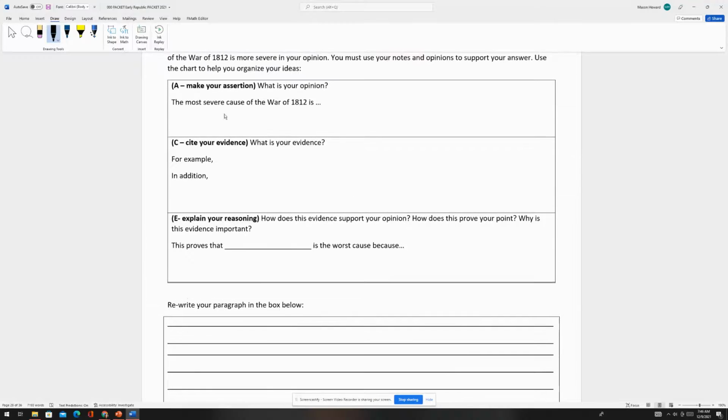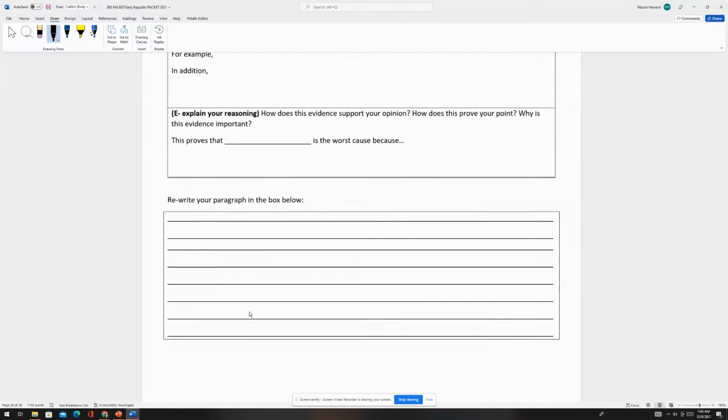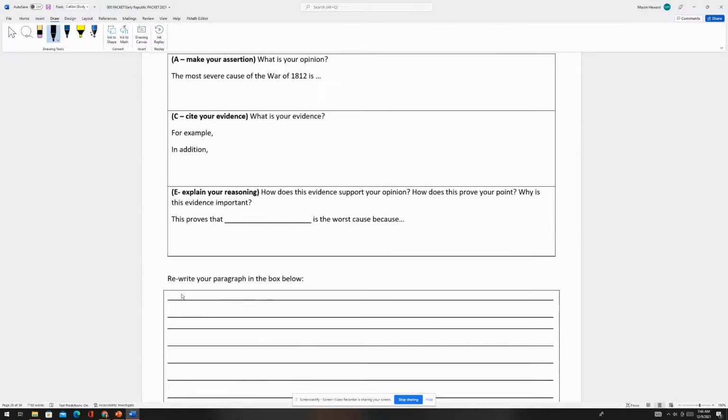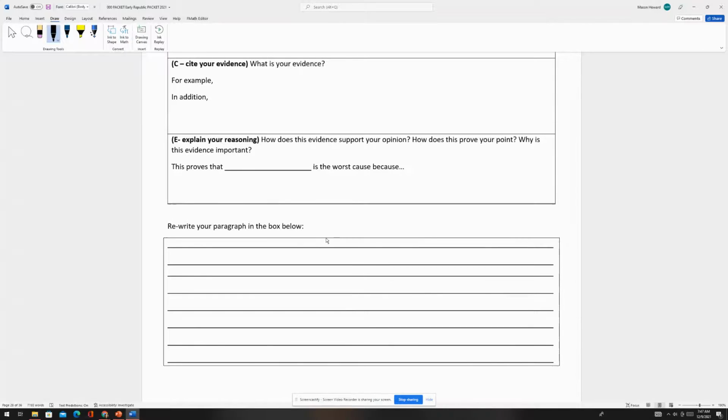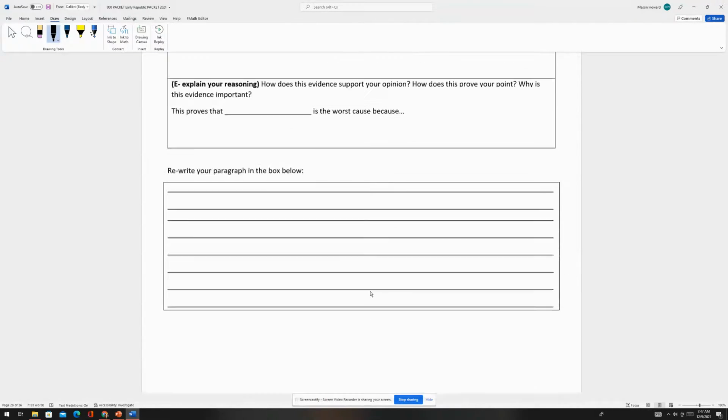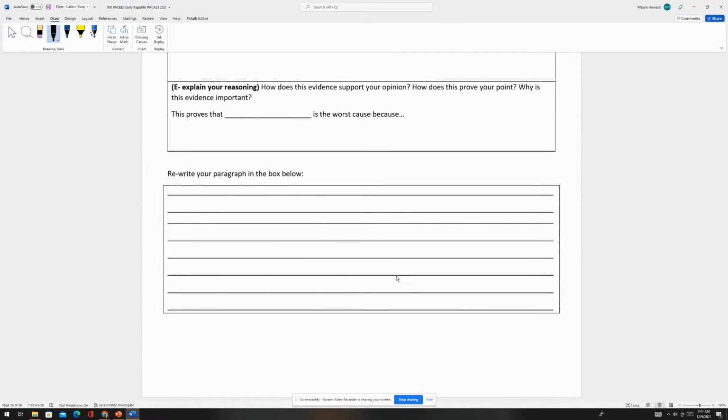Okay, once you fill it in here, rewrite it out here. If this is blank, that's a 0. So write out the most severe cause of the War of 1812 is, and rewrite this out here. This is what I grade. If that's not there, it is a 0 because you did not get educated. You did not think and put all your learning together and show me that you can have an opinion. So that's the last thing you do there.